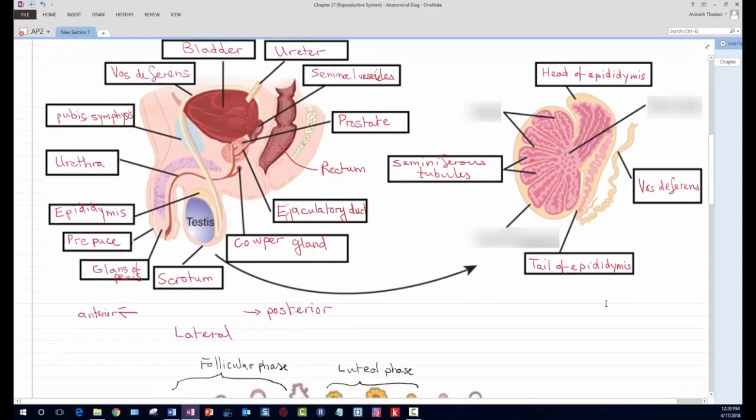So that's it for the male and female reproductive system. Not that many structures, but please make sure you practice it so you don't get any of the anatomical questions wrong. More importantly, focus on the physiology, which, especially for the menstrual cycle, as you can see, is a little bit more complicated. There will be questions related to that as well.